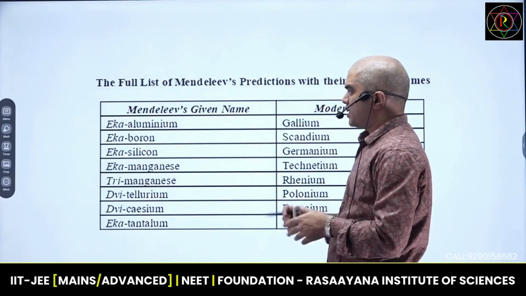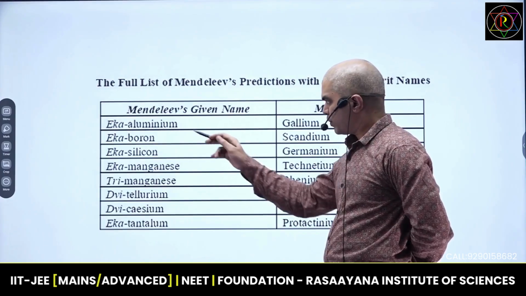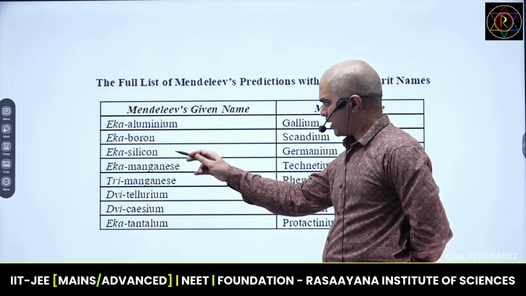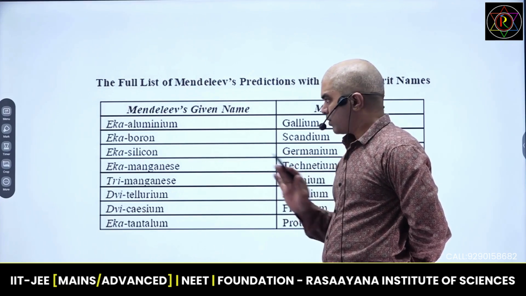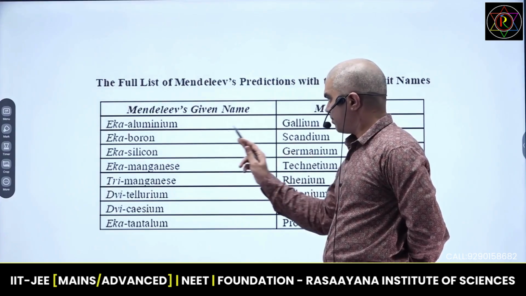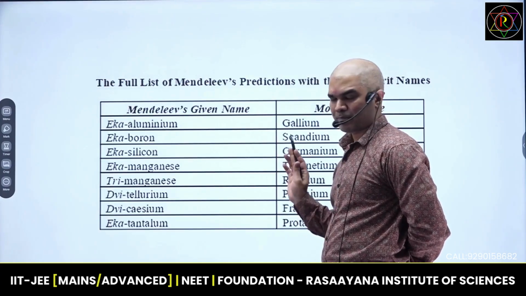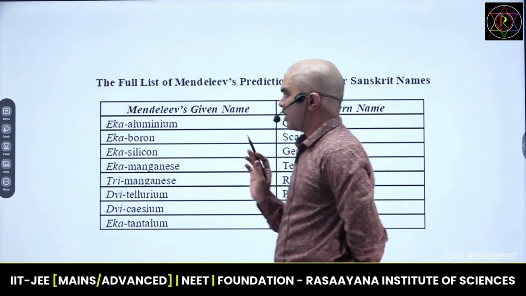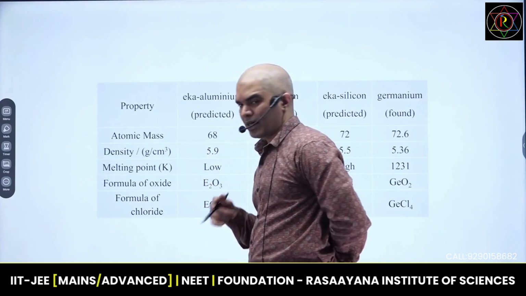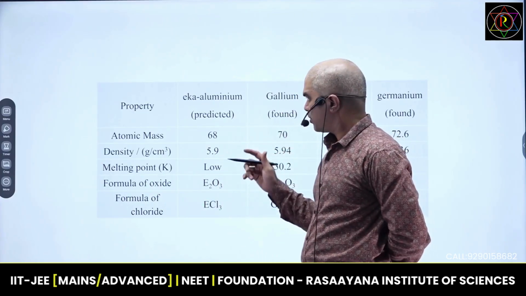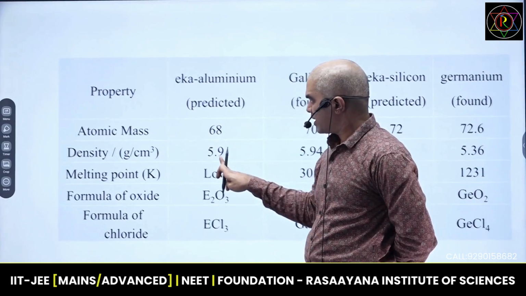So these are the predictions done by Mendeleev. For the examination point of view, Eka aluminium, Eka boron and Eka silicon are important. So you try to remember 3: Eka aluminium is gallium, Eka boron is scandium, Eka silicon is germanium. Right? These 3 you try to remember for the examination. I'll show you the periodic table of Mendeleev, but before going into the periodic table, you just look at this. How beautifully he has predicted.